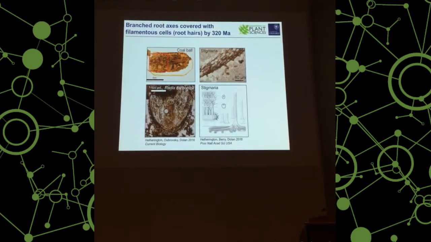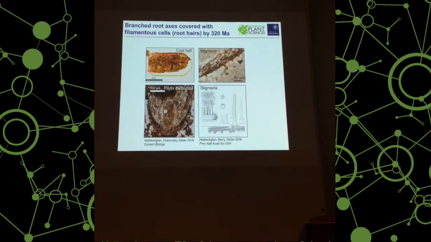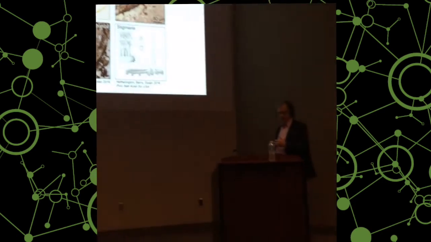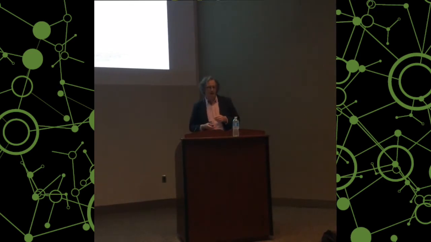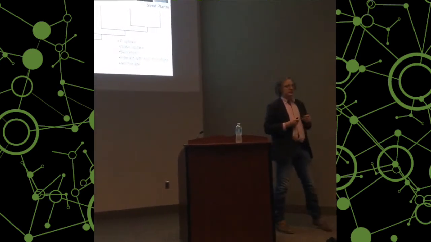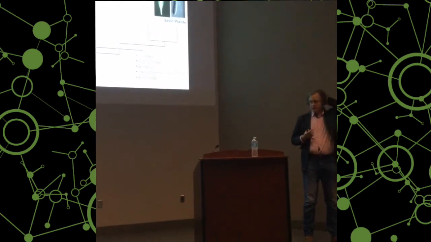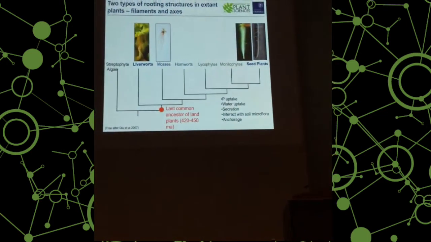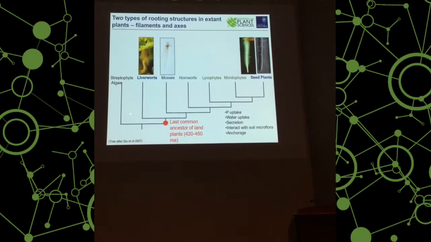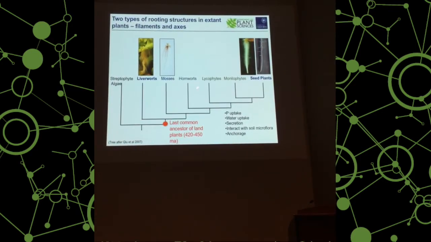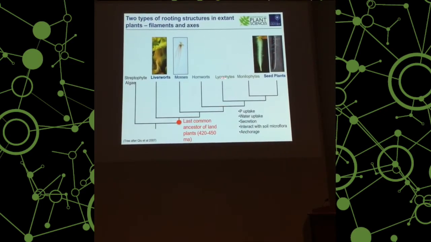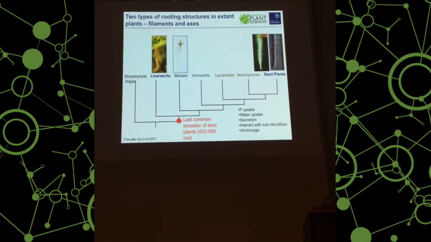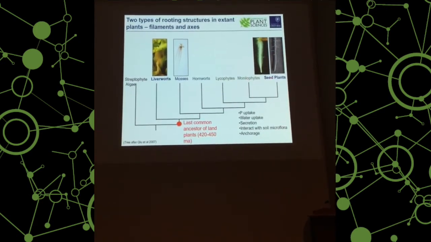But the take-home message here is that by 380 million years ago, roots, specialized axes with meristems and stem cells at the tip that were covered in filamentous cells, had evolved. If we now look at extant plants, plants that are growing today, we see the same general pattern. This is a simplistic representation of the phylogeny of land plants. We've got the earlier divergent groups here, the bryophytes. Then these groups here are the vascular plants: the lycophytes, ferns, horsetails, and then the seed plants.